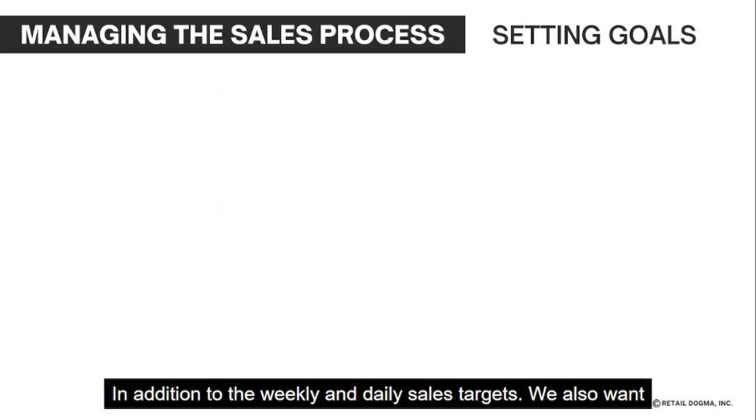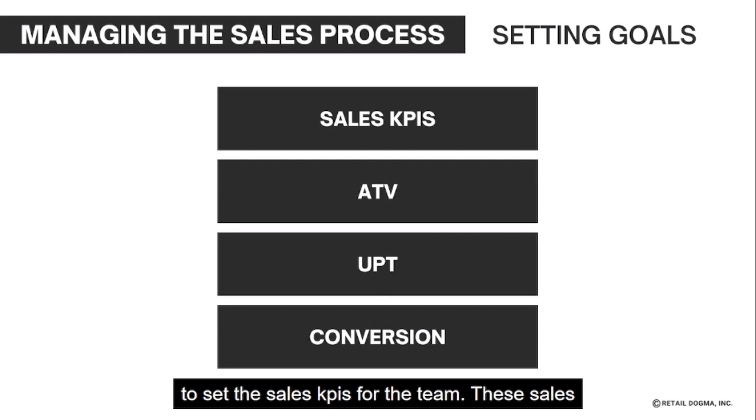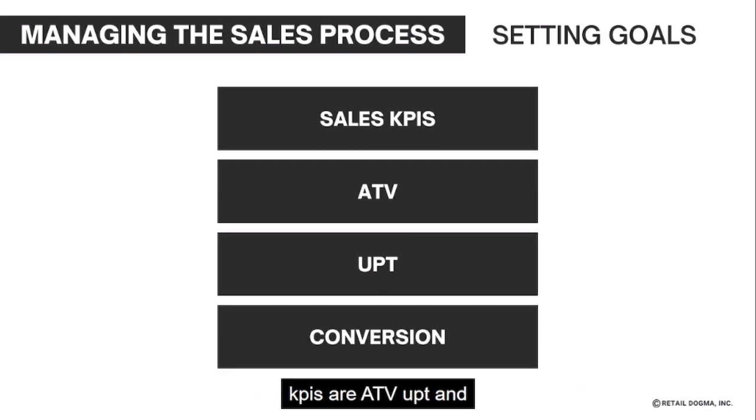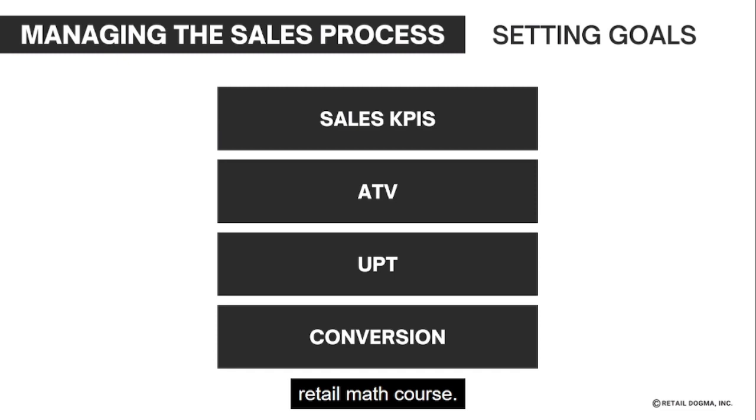In addition to the weekly and daily sales targets, we also want to set the sales KPIs for the team. These sales KPIs are ATV, UPT, and conversion. For more on those KPIs, please refer to the Retail Math course.